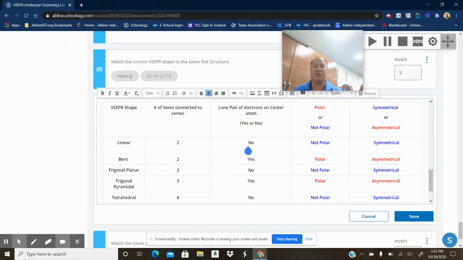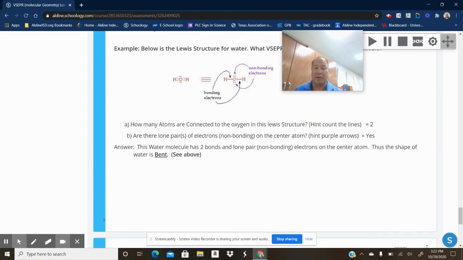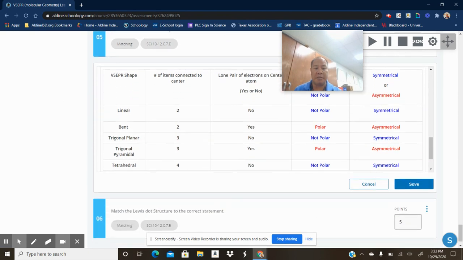So once you get a test question, they're going to ask you, what's the shape? And how do you tell the shape? Well, you just count bonds and count if there's a lone pair on the center atom. Once you determine the shape, because they tell you the criteria right here, from that you instantly know if it's polar or nonpolar, or symmetrical or asymmetrical, and that's it. That's all this is. So I hope you understand.